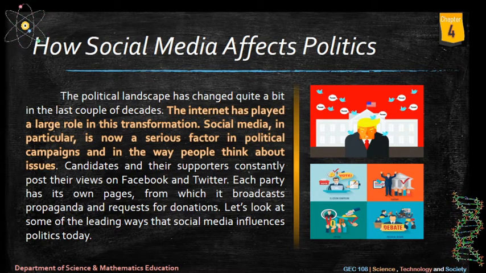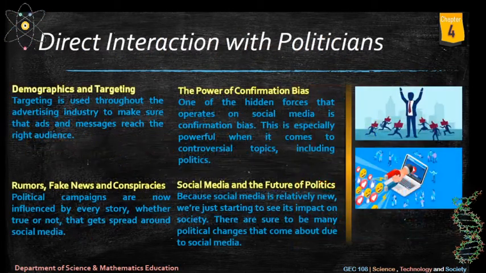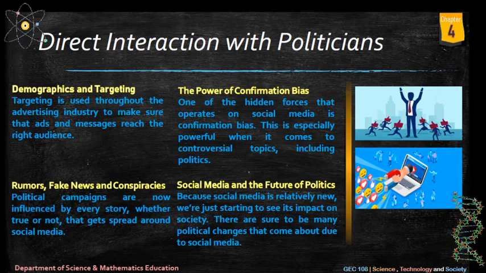Candidates and their supporters constantly post their views on Facebook and Twitter. Each party has its own pages, from which it broadcasts propaganda and requests for donations. Let's look at some of the leading ways that social media influences politics today. Direct interaction with politicians. Demographics and targeting. Targeting is used throughout the advertising industry to make sure that ads and messages reach the right audience.